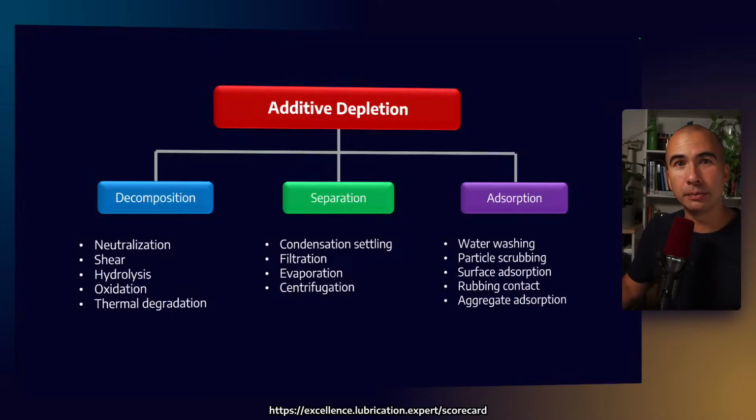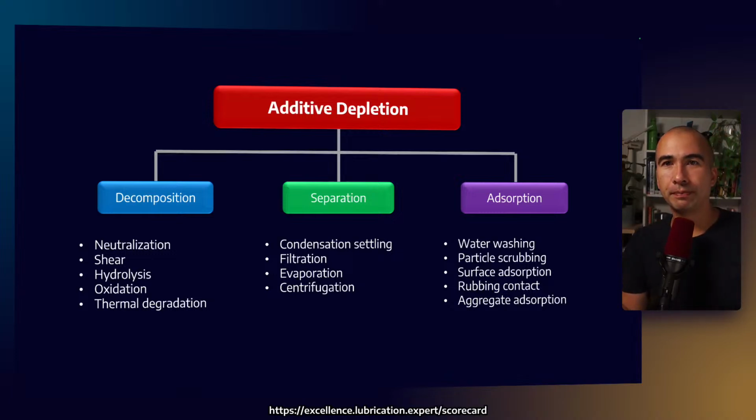Speaking of additive depletion, additives can deplete in a number of different ways. So there is decomposition, which means that they basically break down in service, right? There is also separation. So let's say, for example, some of the antifoam additives, under very, very cold temperatures, and if you store them for very long periods of time, they can settle out of the oil. In some cases, if we use filtration, which is way too fine, we can actually remove some of the additives out of the oil, right? And in some cases, they could evaporate at very, very high temperatures.